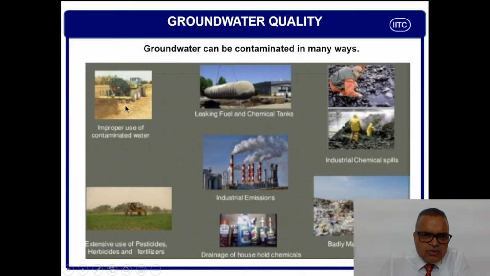I do not know. I have taken the photos from Google for educational purposes. This is the improper use of contaminated water, and the people who are throwing this water are innocent, ignorant, probably making money. They do not understand that, knowingly or unknowingly, they are putting themselves in danger. Probably they are living away, but they are putting themselves, their generation, and their successors in danger.